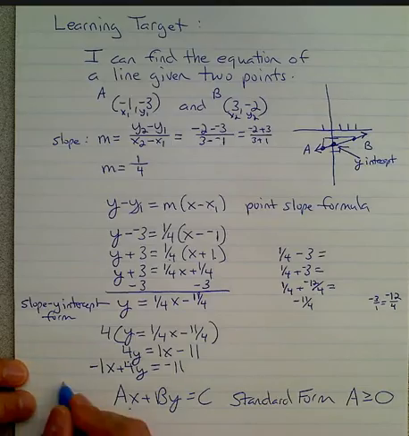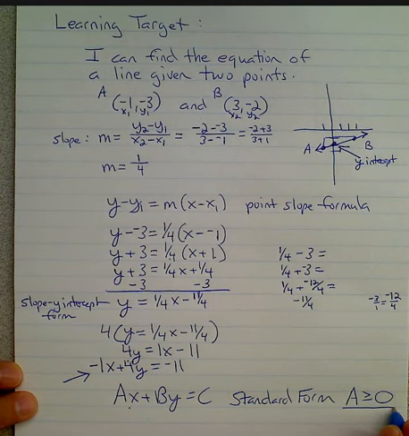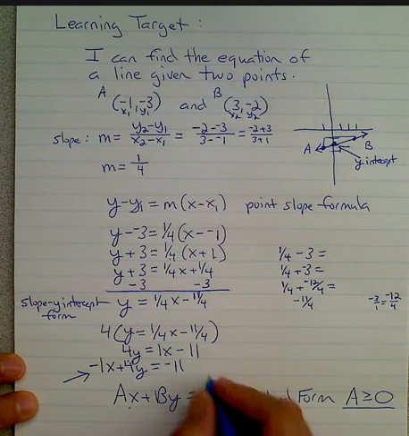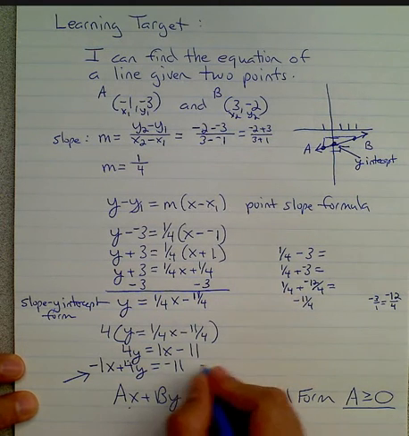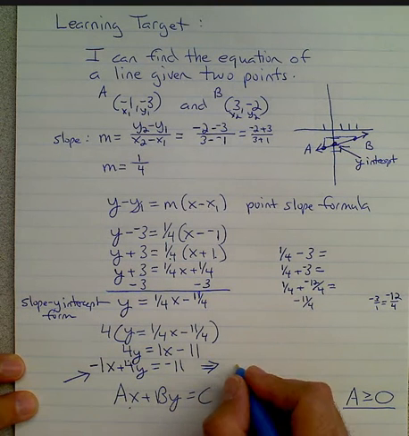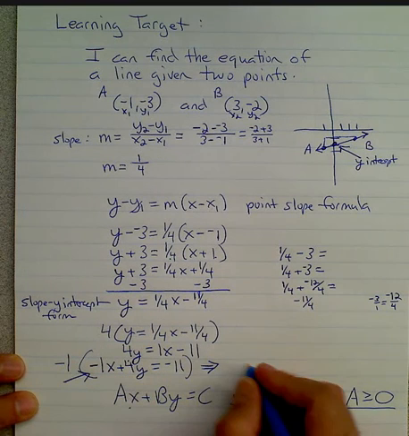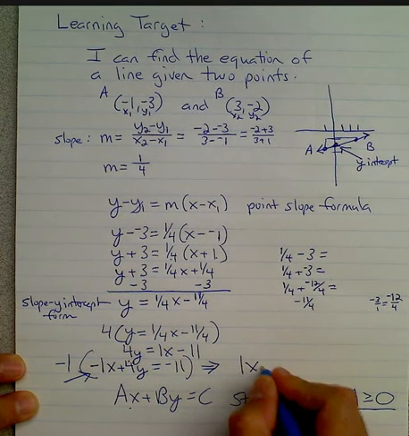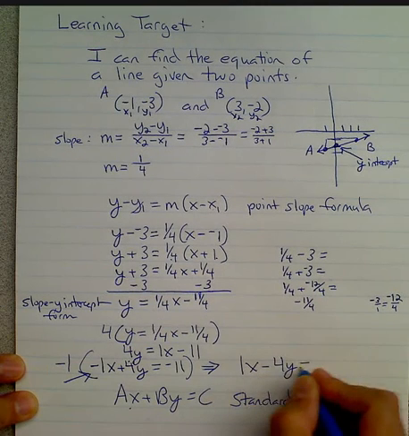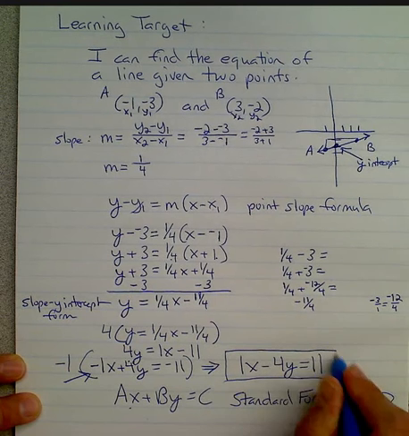However, I have a negative 1 here. Standard form asks for a to be greater than or equal to 0. So I'm going to go ahead and multiply everything by a negative 1. If I multiply all of this by negative 1, now I'll have 1x minus 4y equals 11. This is our problem answered in standard form.